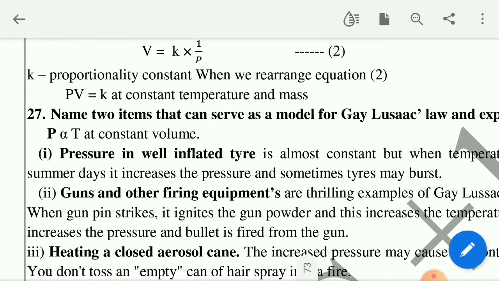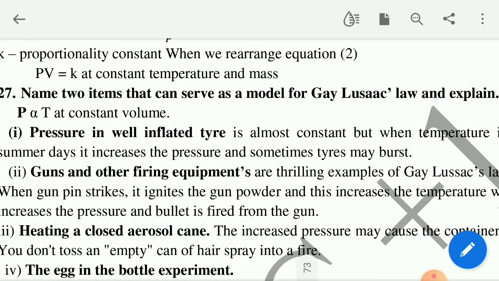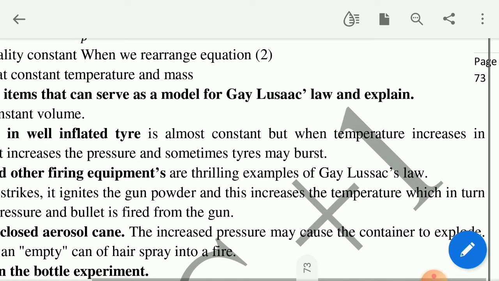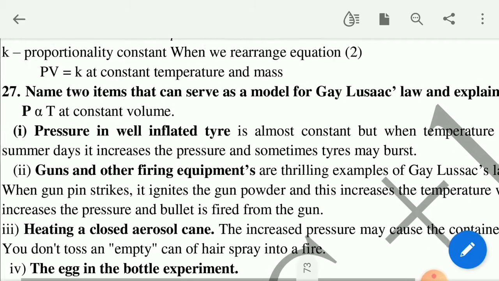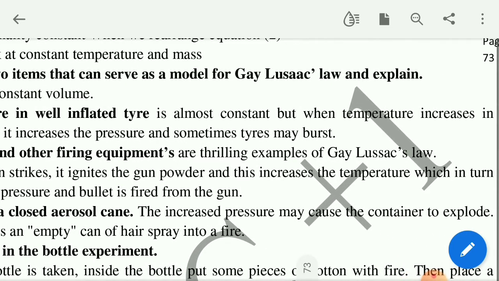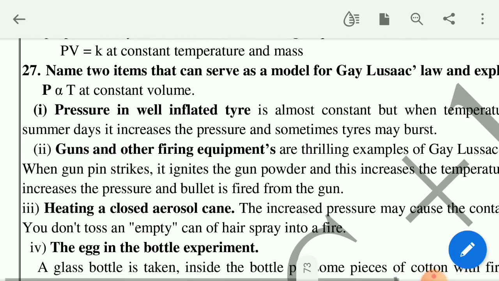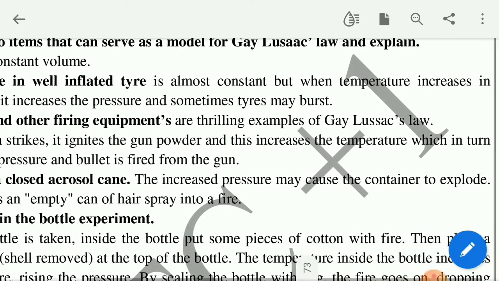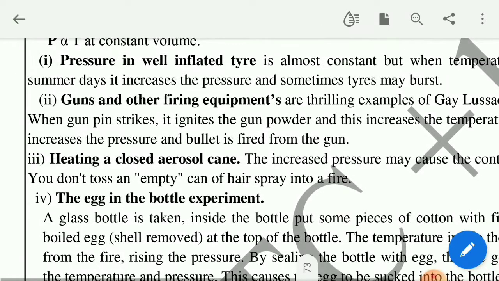So T is the temperature, P is the pressure, at constant volume. First point, the pressure in a well inflated tire is almost constant, but when the temperature increases on a summer day, it increases the pressure and sometimes the tire may burst. Second, guns and other firing equipment are thrilling examples of Gay-Lussac's law. When the gun's pin strikes, it ignites the gunpowder and increases the temperature, which in turn increases the pressure. The bullet is fired from the gun.